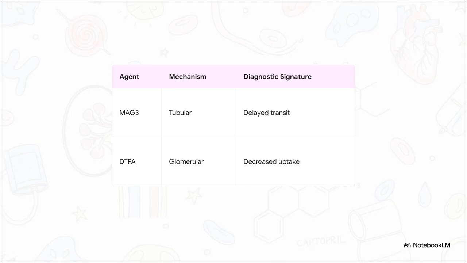DTPA, on the other hand, is a purely glomerular agent. Because our ACE inhibitor intervention directly crashes the GFR, a DTPA scan is going to show an immediate, definitive drop in initial uptake on the affected side.